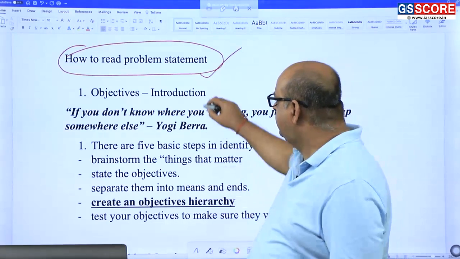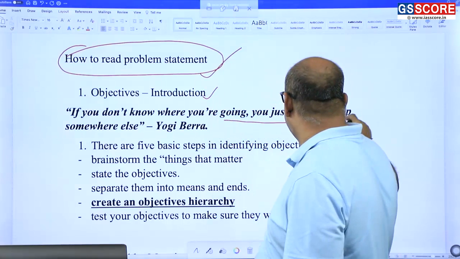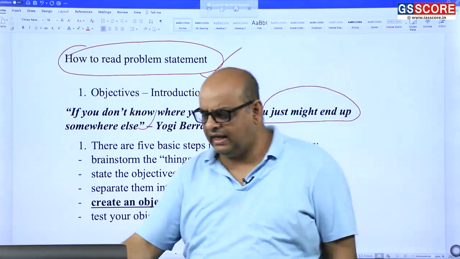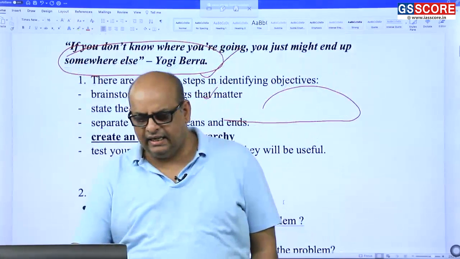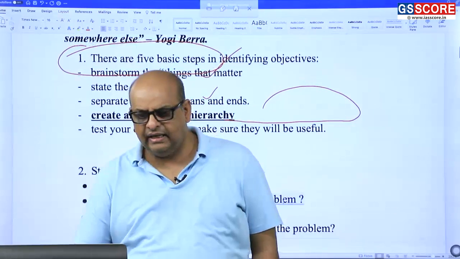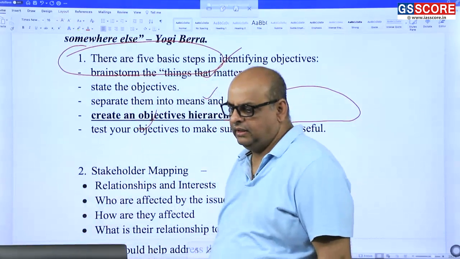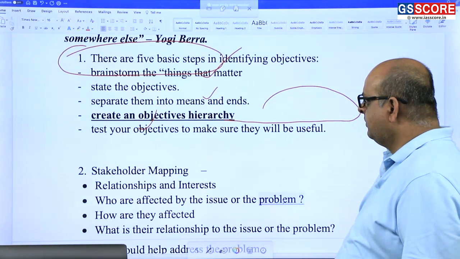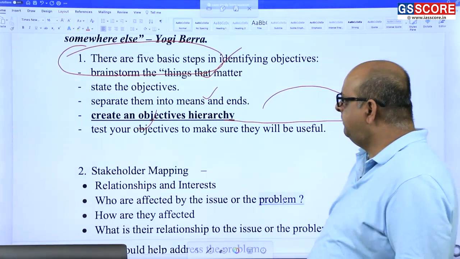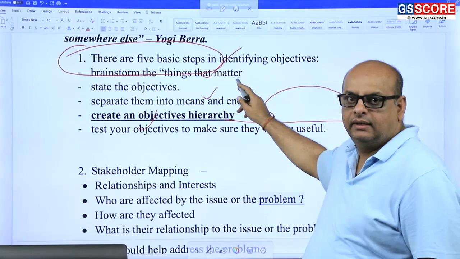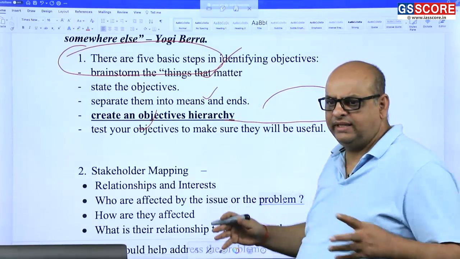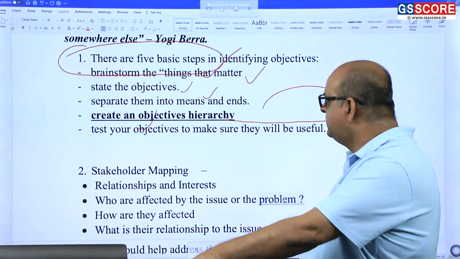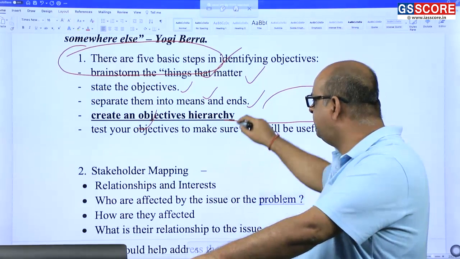Fine. So the first thing first, the objective. If you don't know where you are going, you just might end up somewhere else. There are 5 basic steps in identifying the objective. So obviously here you will find: brainstorm things that matter, because in every case there are so many things written, but everything doesn't matter. Things that matter. State the objective very clearly. Separate means and end. Create an objective hierarchy.